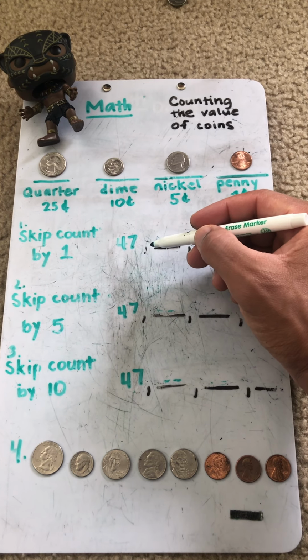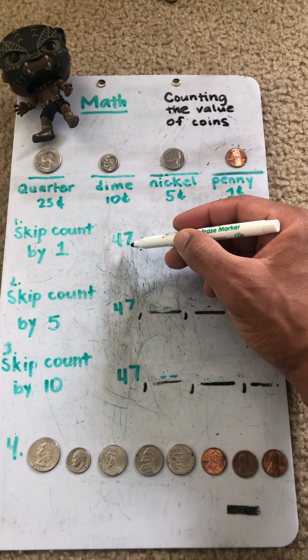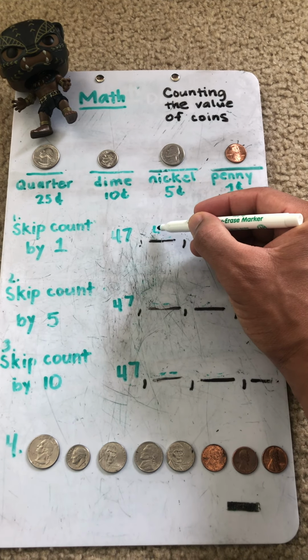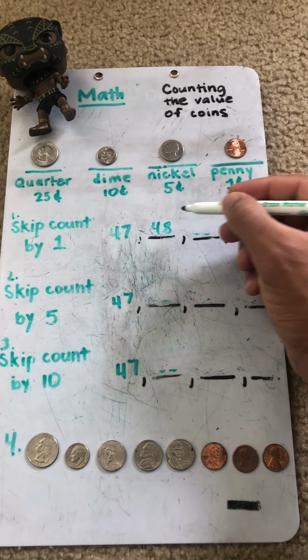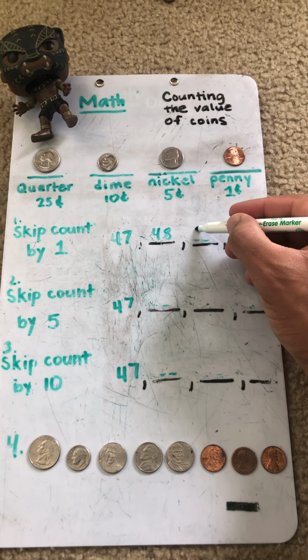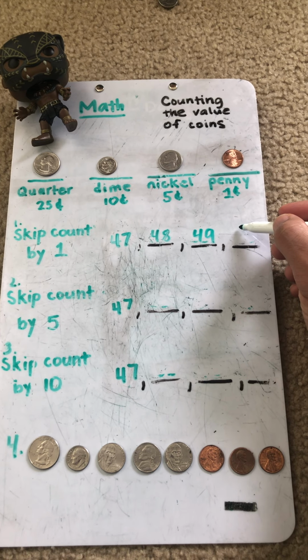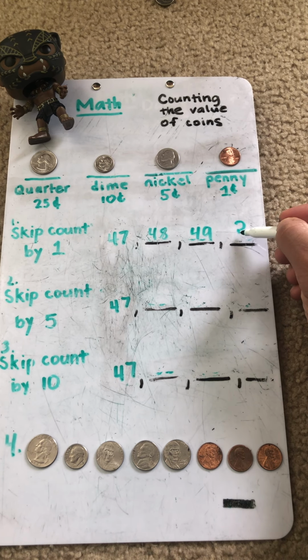For number 1, we're skip counting by 1s. I start with 47. Next would be 48. 1 more would lead me to 49. And this last space, well, that's for you to tell me.